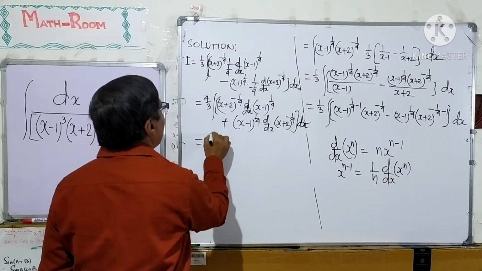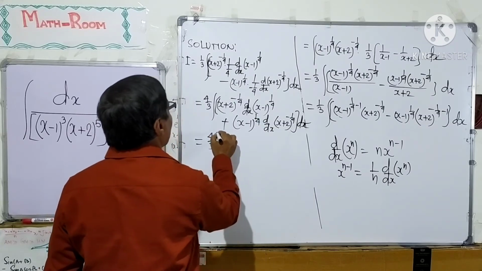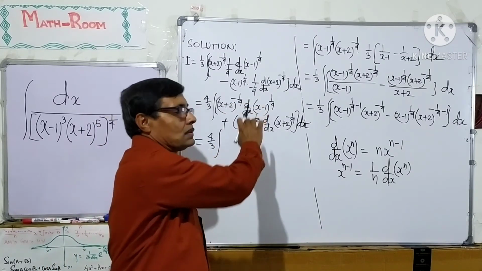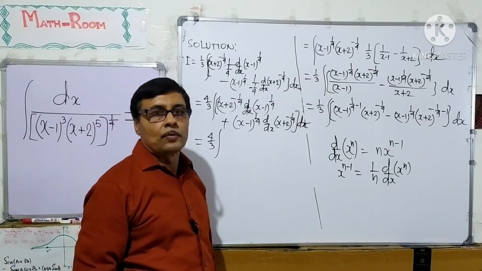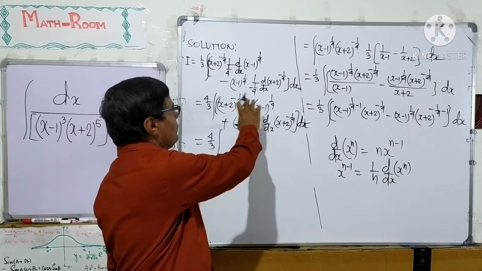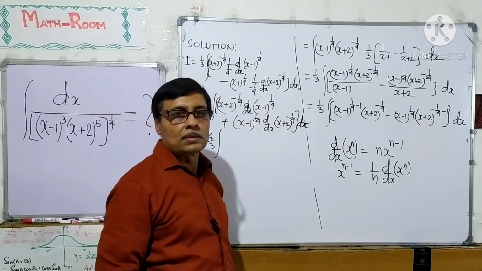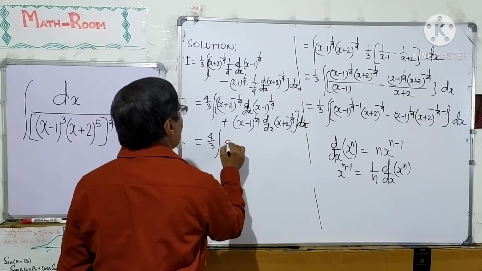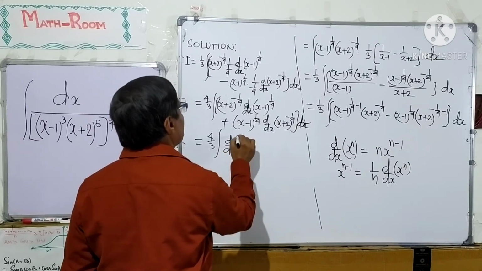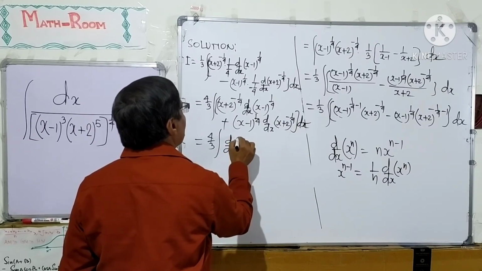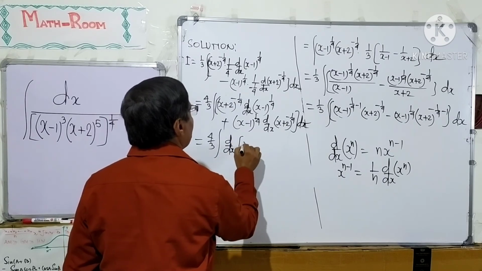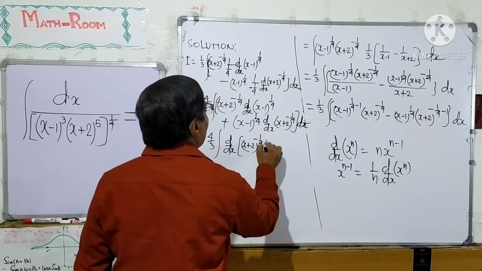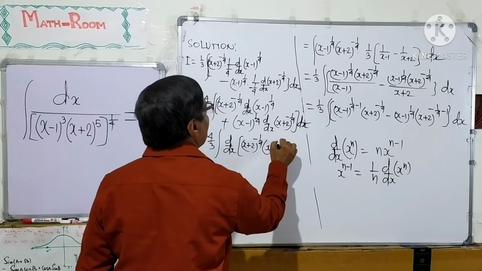So 4 over 3 integration, this expression means the differentiation of the product of two functions. This expression can be written as the differentiation of the product of two functions. Here the product of two functions are (x plus 2) to the power minus 1 over 4 and (x minus 1) to the power 1 over 4.